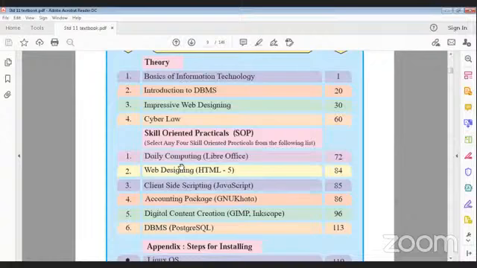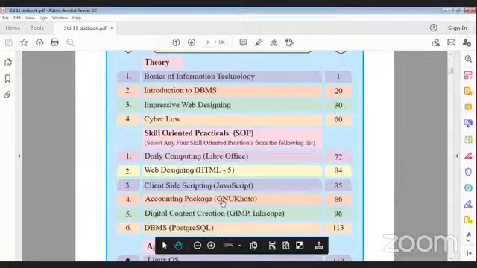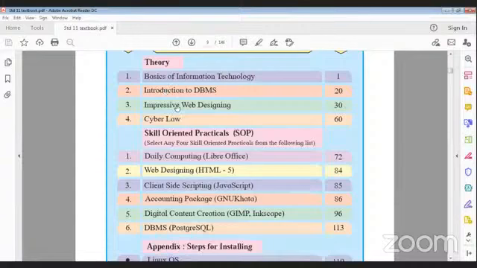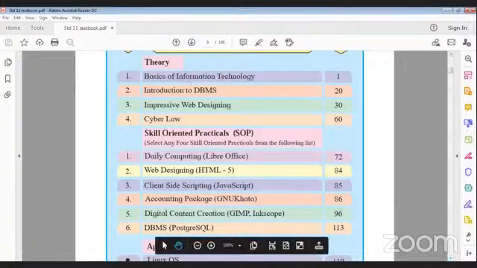All right, I hope this bifurcation is clear enough: how much will be the theory, how much will be the practicals, and where practicals will be included. Practicals will be included only for your semester 1 and final exam. I also told you that you will be studying all these 4 theory chapters for your final exam. That means you just can't ignore the first chapter once the exam of the first chapter is done. You can't ignore this first chapter of basics of information technology. Now let's begin with this chapter. I hope there's no doubt regarding the paper pattern.